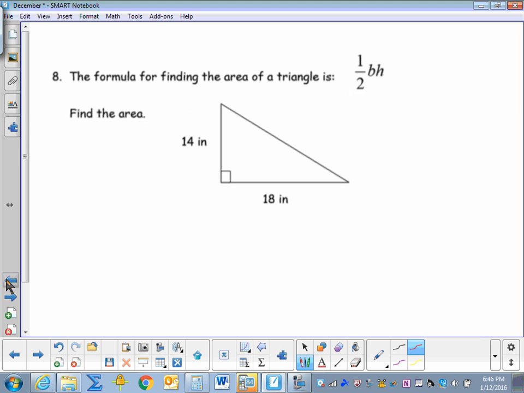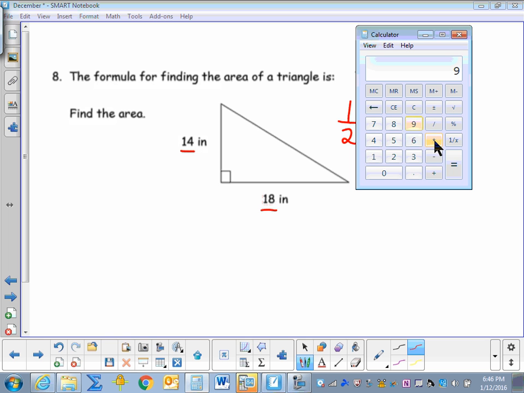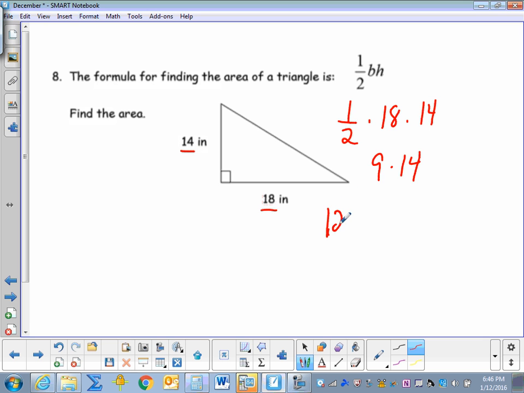Number 8. The formula for finding the area of a triangle is 1/2 the base times the height. So we're going to take 1/2 times the base, which is 18, times the height, which is 14. So 1/2 of 18 is 9 times 14. So 9 times 14 is 126. We're finding the area, so that's squared, and it's inches, so it's inches squared, or square inches, as we say.